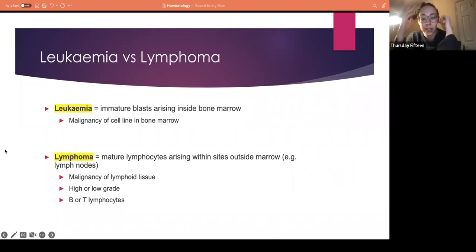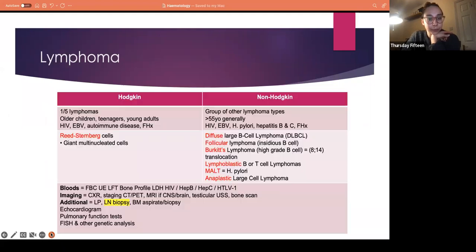So just differentiating them in your head again is what I think is important with haematology. So leukaemias are cancers of a cell line in your bone marrow. So immature blast cells will arise in the bone marrow, and it's uncontrolled proliferation of that. A lymphoma is a cancer of lymphoid tissue. So mature lymphocytes will arise in sites outside of the bone marrow, like your lymph nodes. And lymphomas can be high or low grade, and they can be cancers of B or T lymphocytes. So we have Hodgkin's and non-Hodgkin's lymphoma.